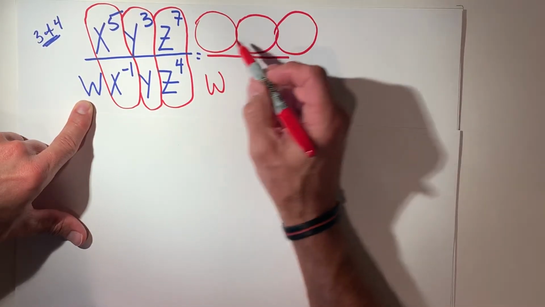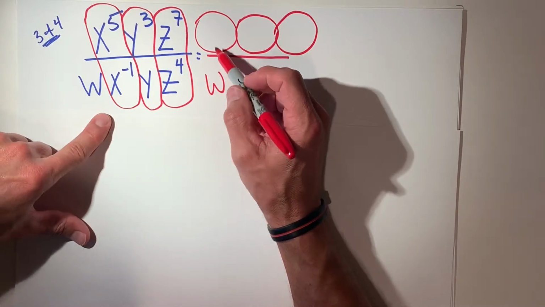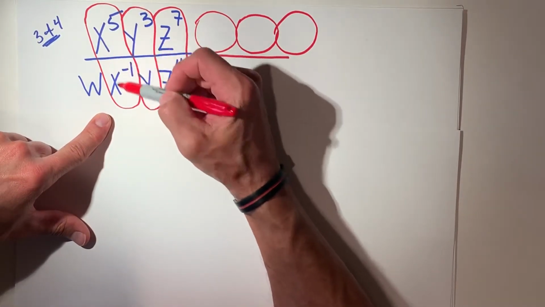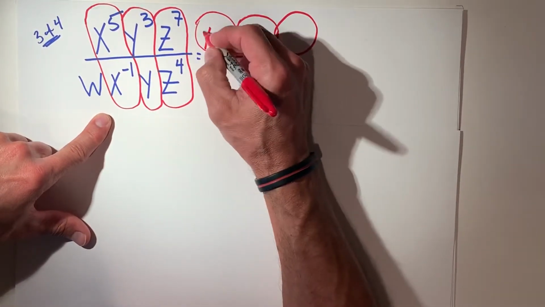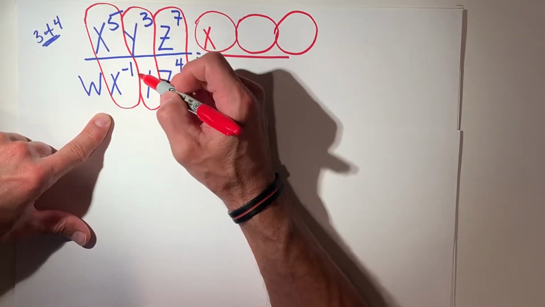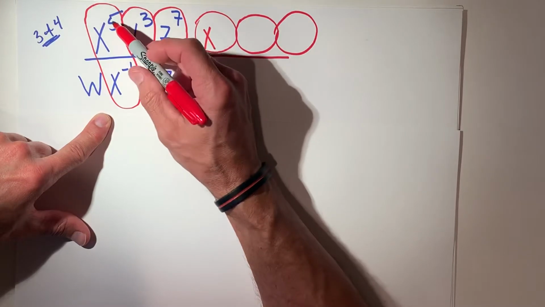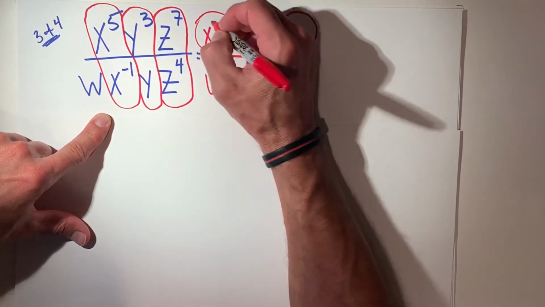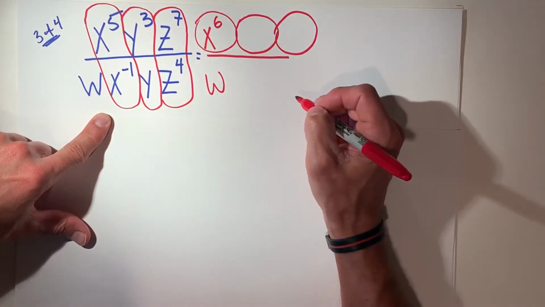Whatever I get for my X is going to go here, so let's go ahead and do that. X on top and bottom means same base, so I keep the same base. 5 minus negative 1, that's the rule. It's subtraction, so 5 minus negative 1. 5 minus negative 1 is 6.